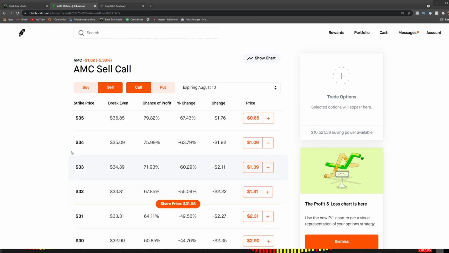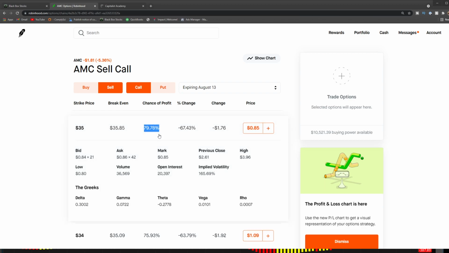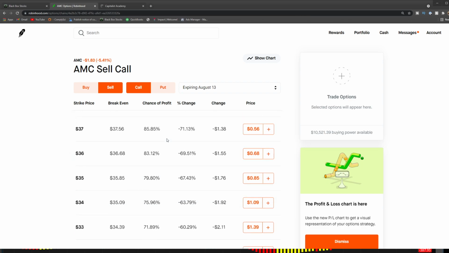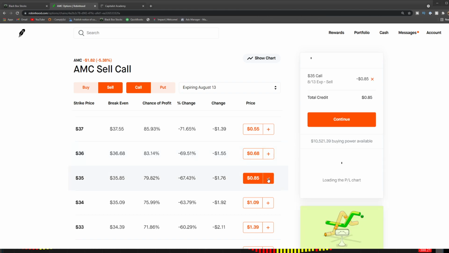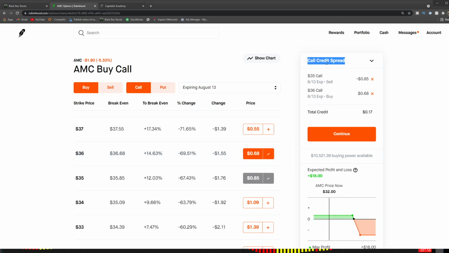So instead of selling a put and then buying a put below it, you're going to sell a call, right? Because this is bearish. We're going to sell a $35 call, and you can see we have an 80% chance of making money, and there's a ton of volume on this, so that's a very good sign, and implied volatility is through the roof, which is good for a seller. So we're going to sell a $35 call, and then instead of buying the one below it like we did with the put, we're going to actually buy one above it. And you can see if you do it correctly, it's going to say call credit spread.